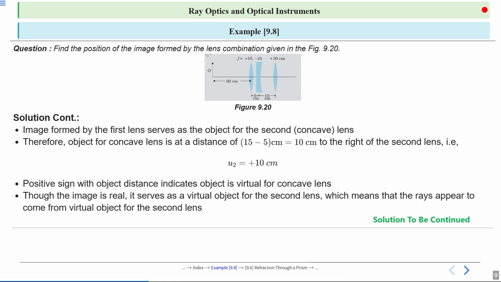So that is a virtual object. Also, for a virtual object we take the object distance as positive. So though the image is real, the object is virtual, and the concave lens will form the image for that virtual object. Now we will see what the position of the image is after the light rays refract through the concave lens. Then that image formed by the concave lens will act as the object for the third convex lens. Then we will find the position of the final image. Got it?